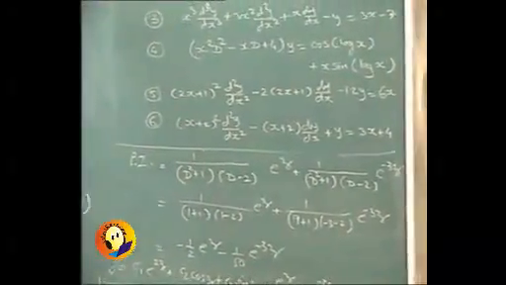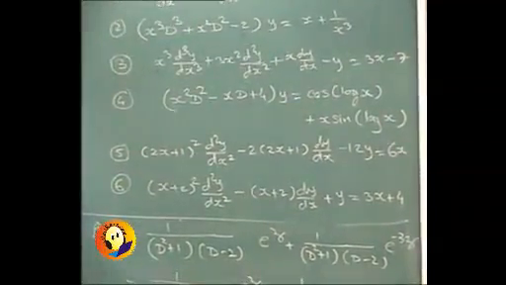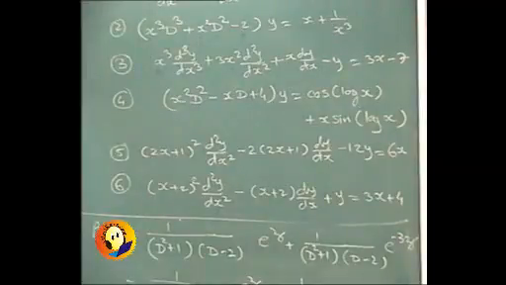Let us proceed to problem number 3. It was x cube D cube plus 3x square D square plus xD minus 1 operating on y equal to 3x minus 7.